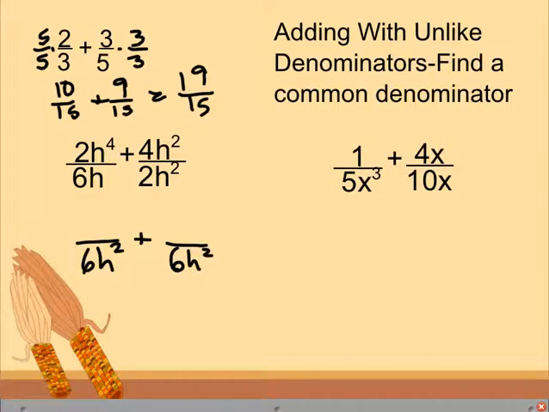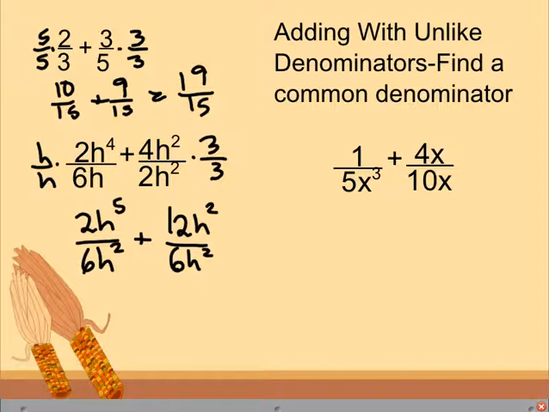And in the first case, I really just need to multiply by h over h. So I get 2h to the 5th. And in the second case, I really just need to multiply by 3 over 3, so I get 12h squared. So in this first case, I can now add them together. They're not like terms, so I just have to leave them as 2h to the 5th plus 12h squared over 6h squared. And we can factor a little bit and simplify.